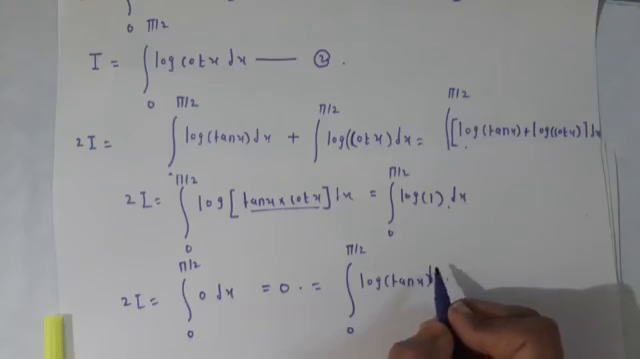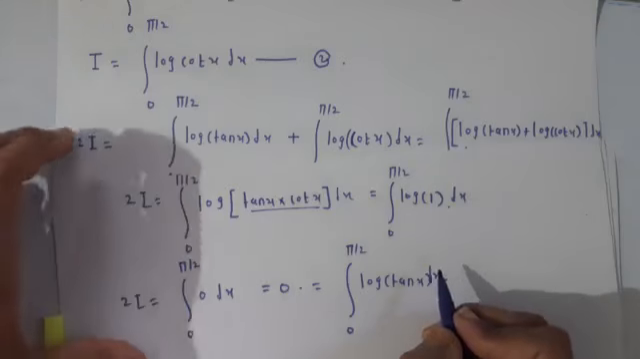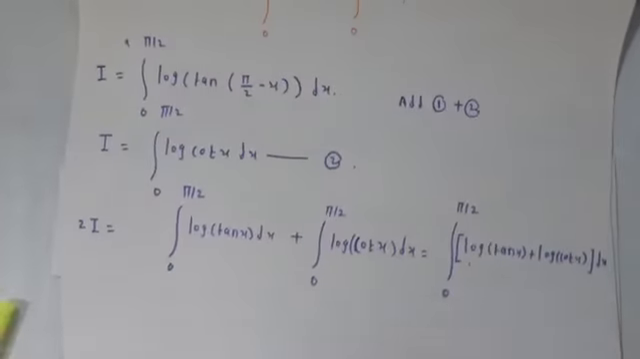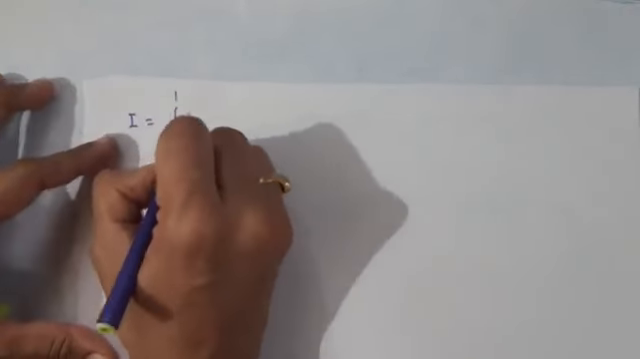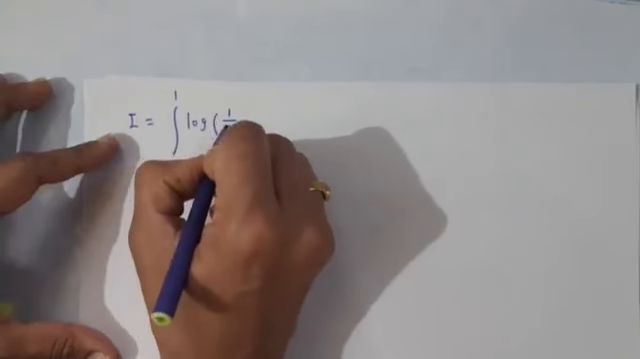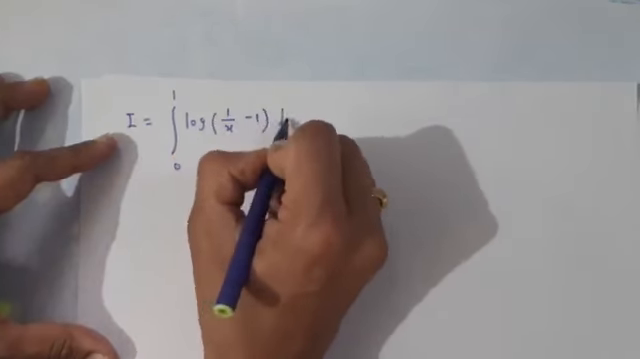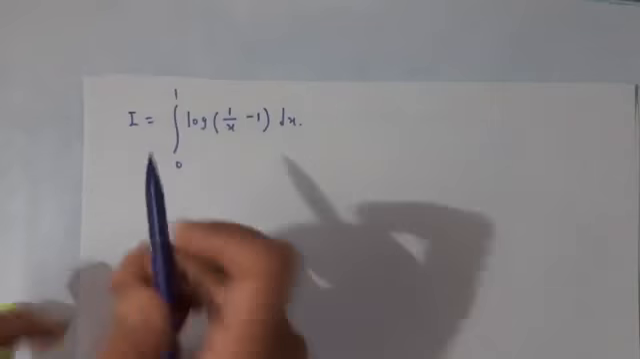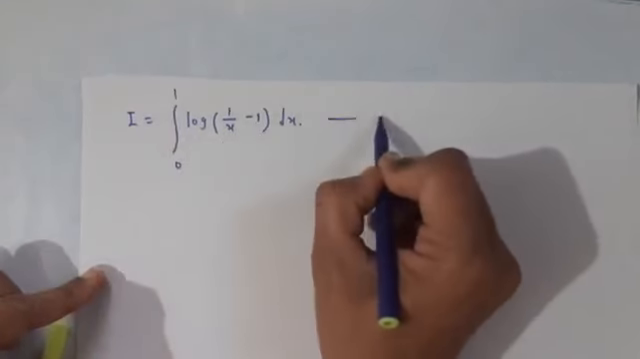Now let us solve another example, that is, evaluate the integration 0 to 1 log of 1 upon x minus 1 with respect to x. Okay, again, let us suppose integration I equal to this, suppose this is 1.